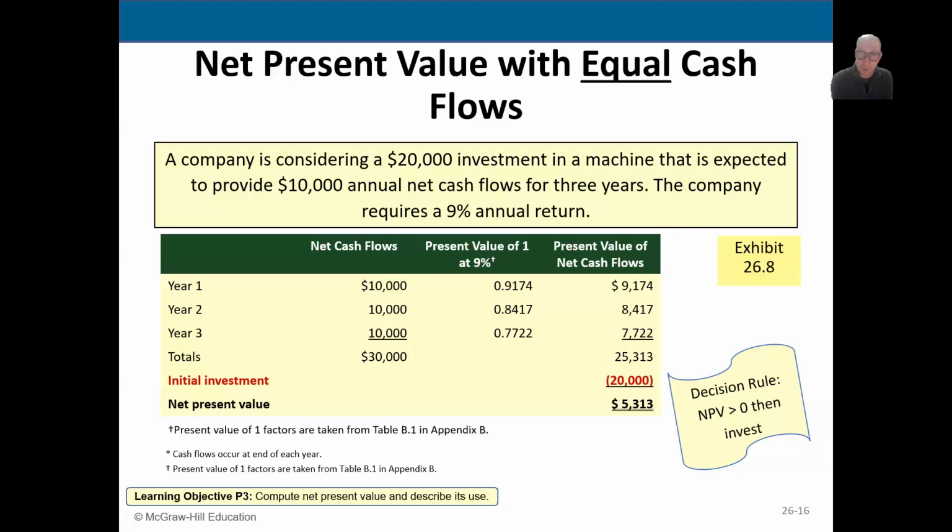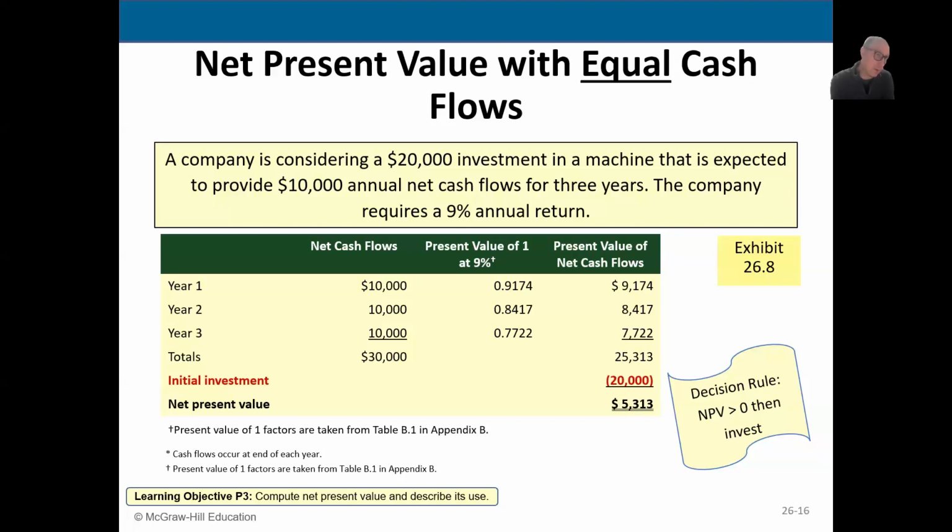You'll see that over the 3 years, I got to 25,313. Take the 25,313 for the 3-year time frame minus the initial investment of 20,000, which gives me a net present value of $5,313. The net present value is greater than 0. Therefore, it makes sense for the company to purchase this piece of machinery. So it works.